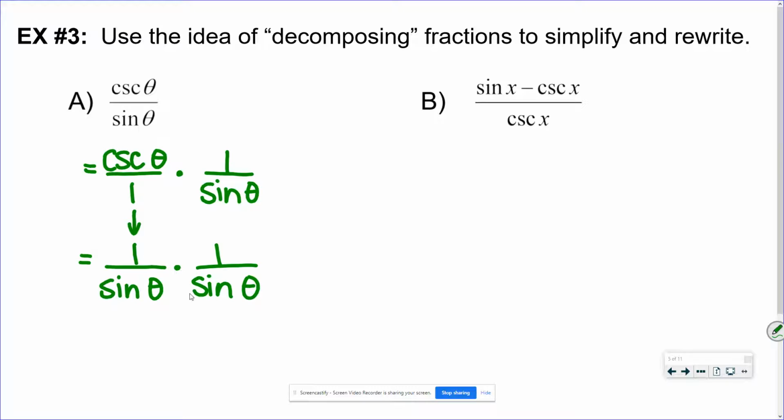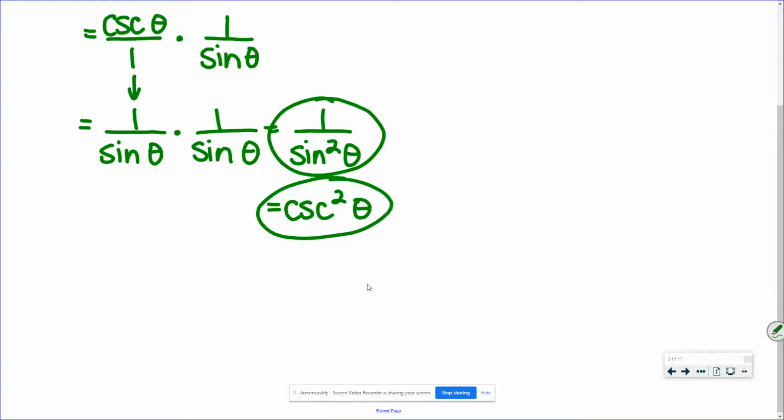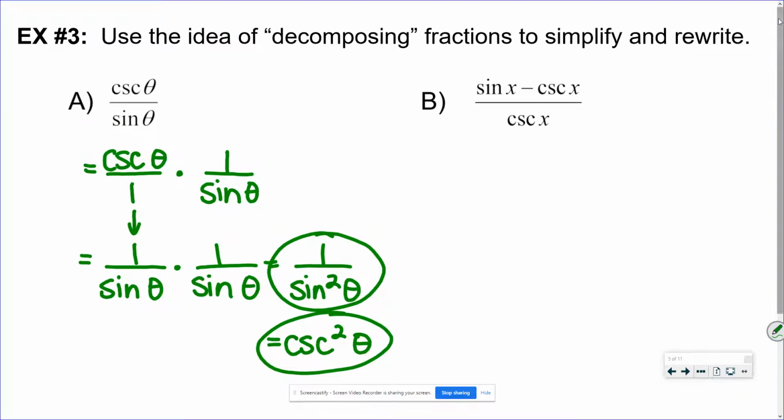And then now that I have a common trig function down here, I could maybe do top times top, bottom times bottom. And so I would end up with 1 over sine squared theta. That answer would be fine. Or you could take it one more step and say that if it's 1 over sine squared theta, that would be the same as cosecant squared theta. So either one of these answers would be just fine. And that's basically it for that question.